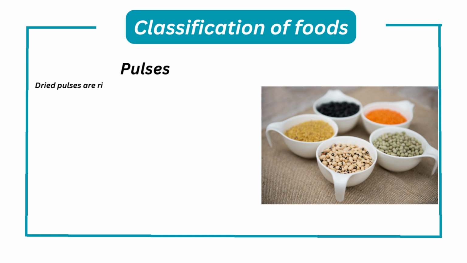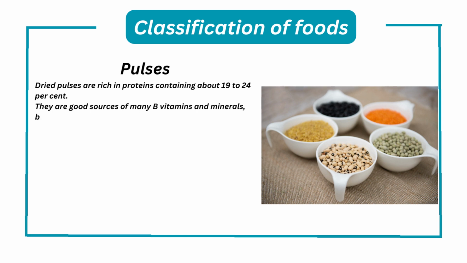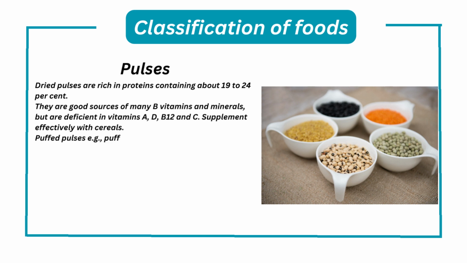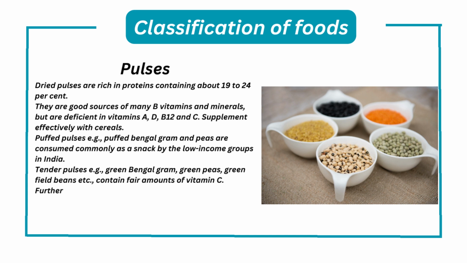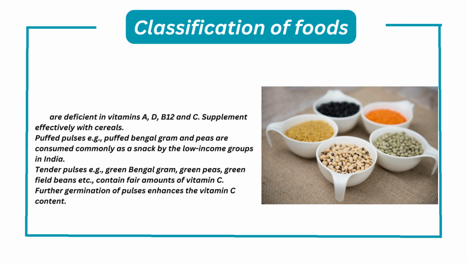Second, pulses. Dried pulses are rich in protein, containing about 19 to 24%. They are a good source of vitamin B and minerals, but are deficient in vitamin A, D, B12 and C. Puffed pulses, for example puffed Bengal gram and peas, are consumed commonly as a snack by low-income groups in India. Tender pulses, for example green Bengal gram, green peas, green field beans, etc., contain a fair amount of vitamin C. Further, germination of pulses enhances the vitamin C content.